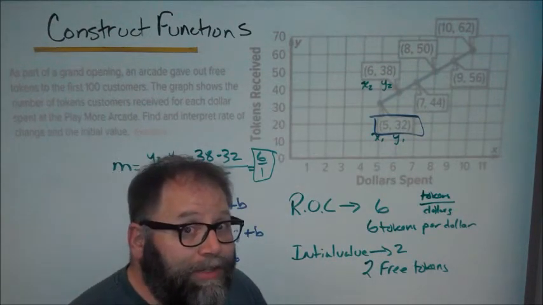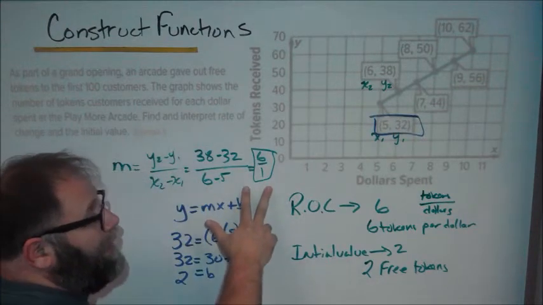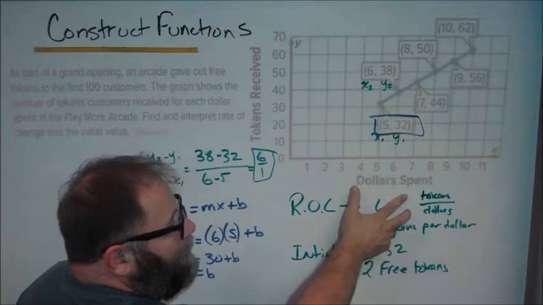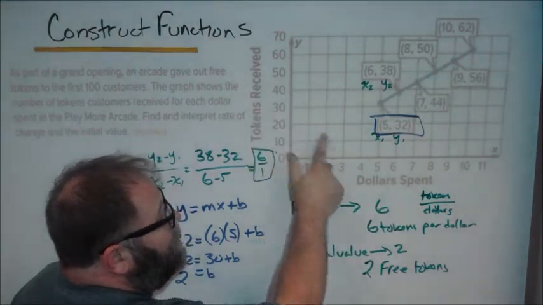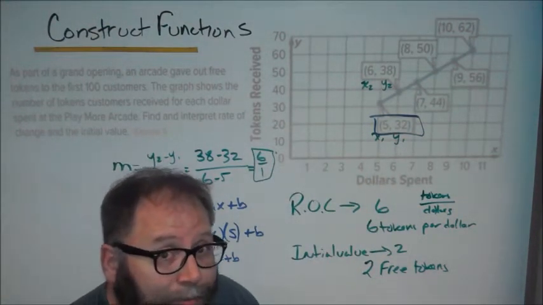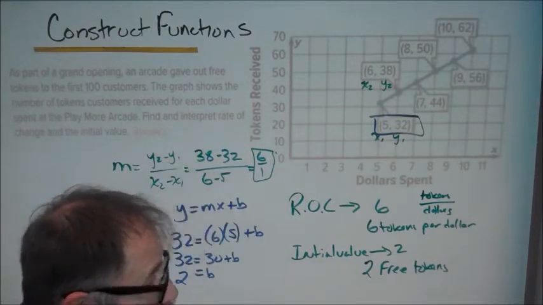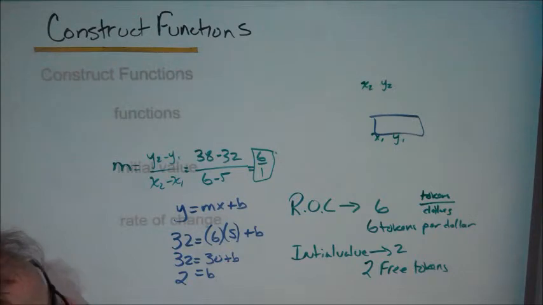I was not keeping track of my labels, especially when I figured out my rate of change. So when I didn't do that, I had to go back and think about it and remember, y over x, tokens over dollars. Keep track of those labels, otherwise when we get to this interpretation part, it's going to be difficult.